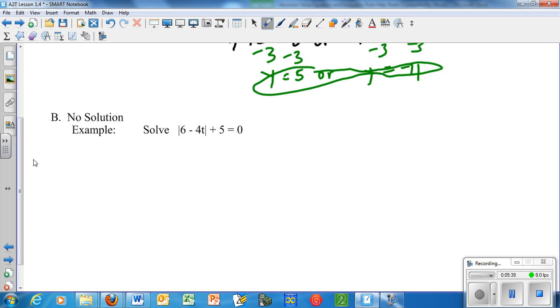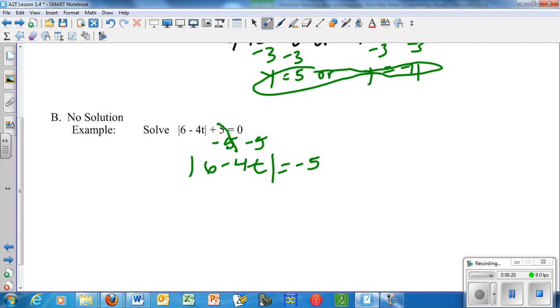Let's go to our second example. We have to isolate the absolute value first. Notice you have the absolute value part right here, but you also have this plus 5 on the left-hand side of the equation. We need to get rid of that. So my first step is to subtract 5 from each side. Obviously that gets rid of it, so I have the absolute value of 6 minus 4t on the left-hand side equal to negative 5.